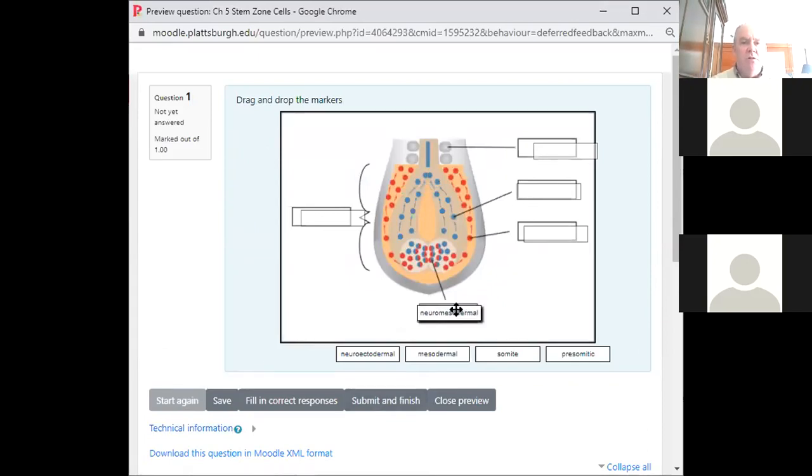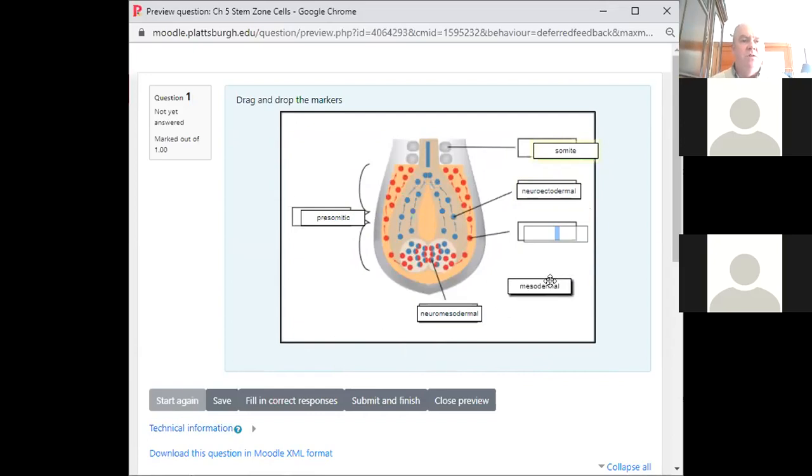Anyway, neuromesodermal is here. Somite. Presomitic is all of this. Neuroectodermal would be the blue ones, and mesodermal would be the red ones. Okay, we've seen this one quite a few times. Hopefully that worked for you. Okay, hopefully we're all keeping up with that.